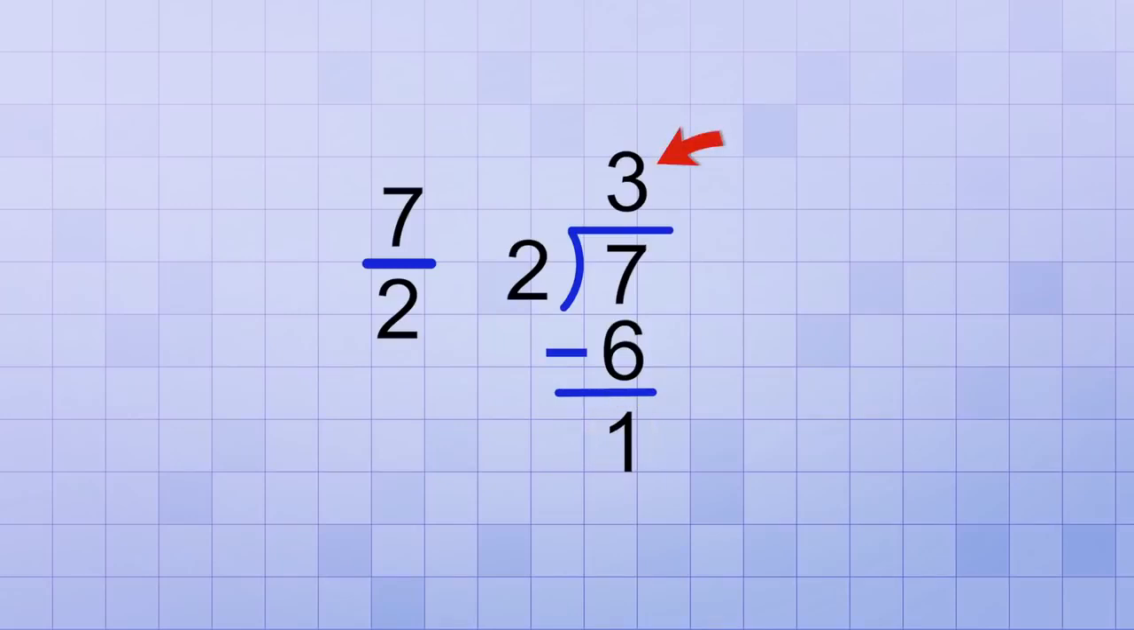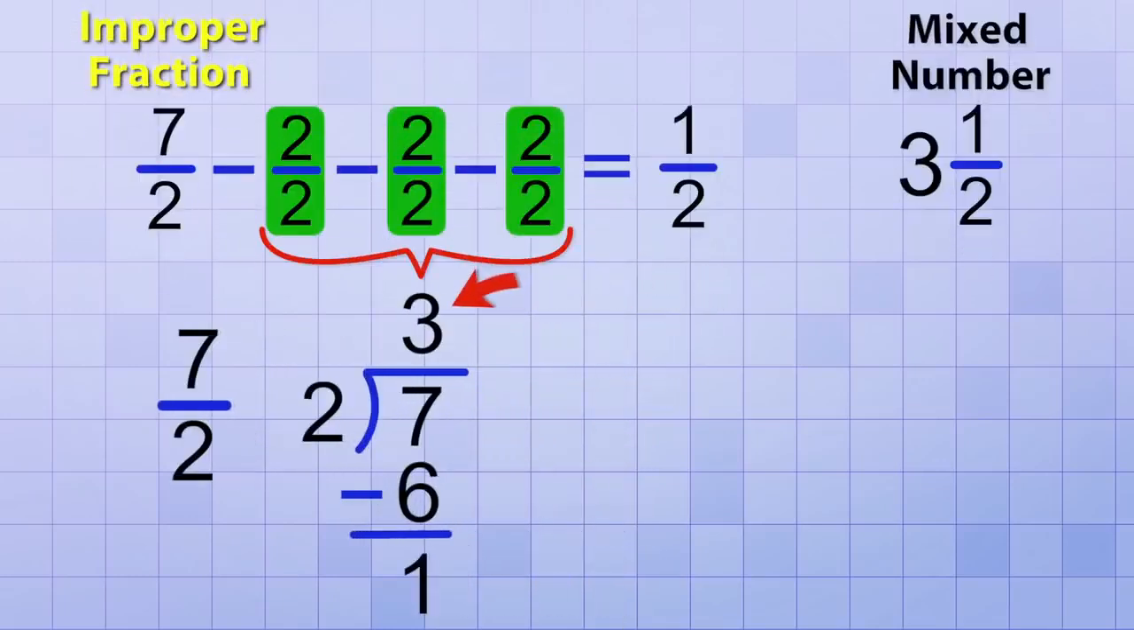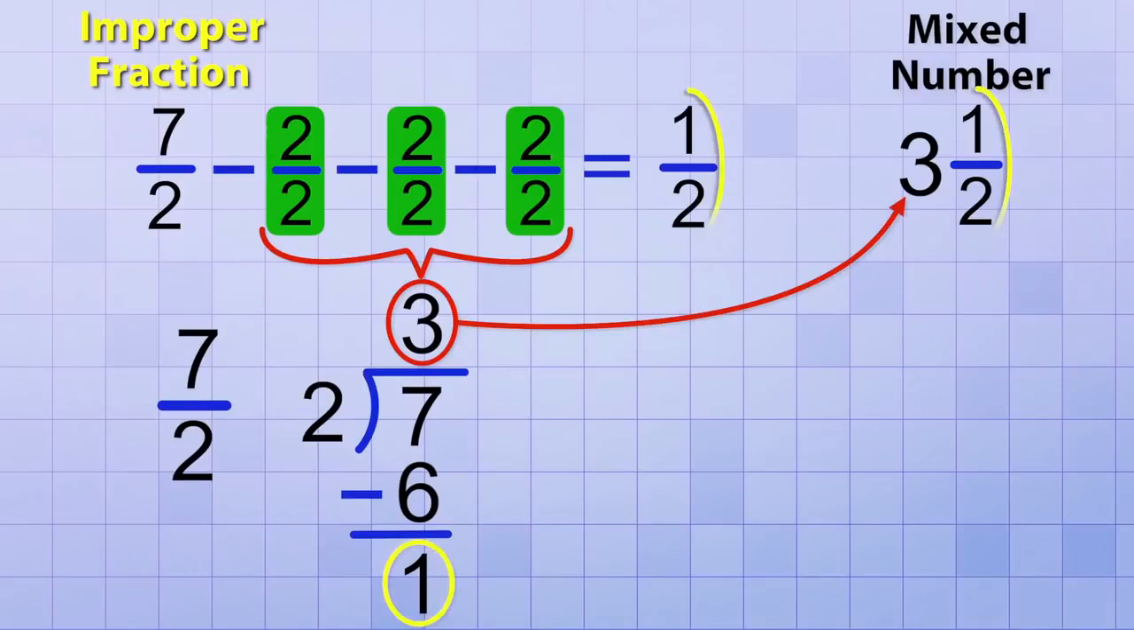Notice that the answer to our division problem is exactly how many whole fractions we were able to subtract out of the improper fraction, 3. So the answer to the division tells us what the whole number part of the mixed number will be. And here's the really cool part. The remainder of the division tells us what the leftover fraction will be. The remainder is the numerator, the top number of the leftover fraction. In this case, since the remainder is 1, we'll have 1/2 left over in our mixed number.